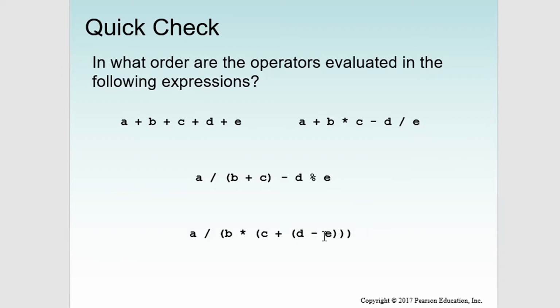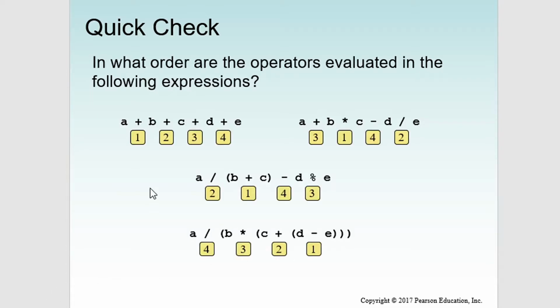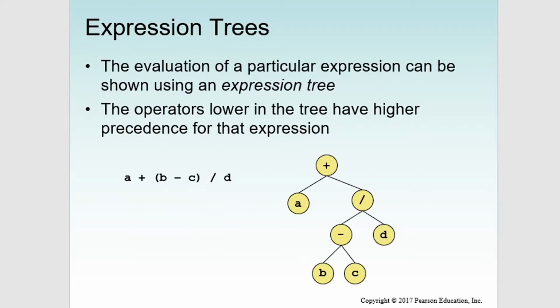So we're going to work the innermost parentheses, then work our way to the next one, and the next one. The last thing we're going to do is divide A by the result of everything inside the parentheses. And I gave you the order here. The evaluation of a particular expression can be shown using an expression tree. The operators lower in the tree have higher precedence for that expression. What's in the parentheses would be done first, and then you move your way up.